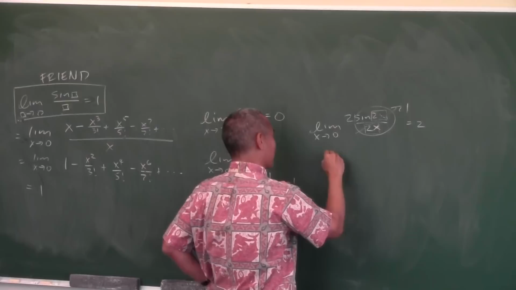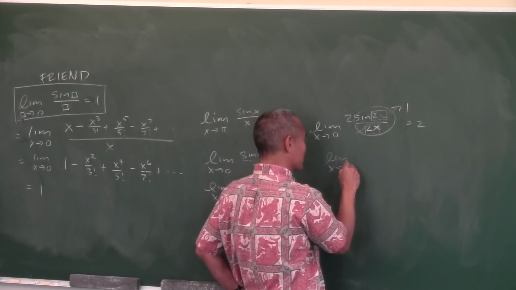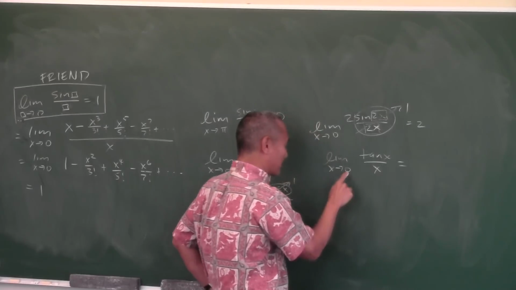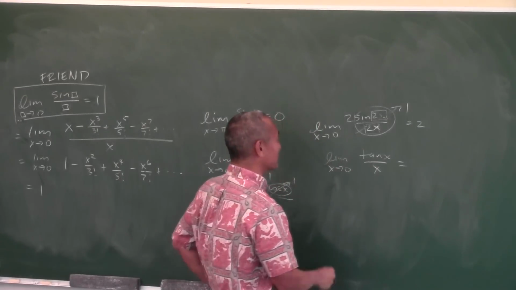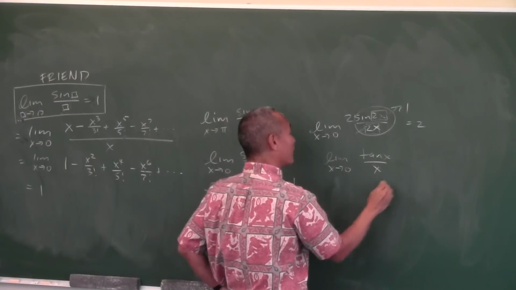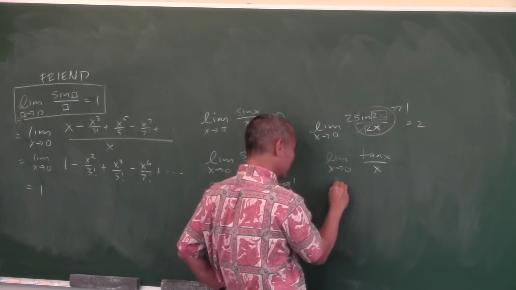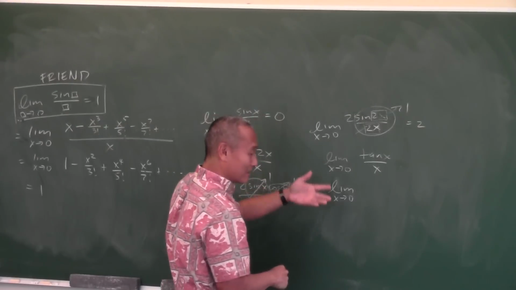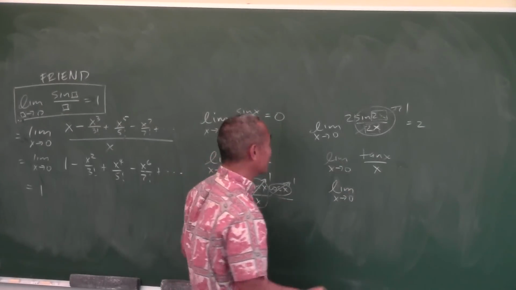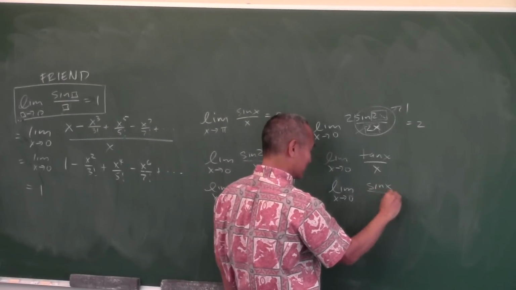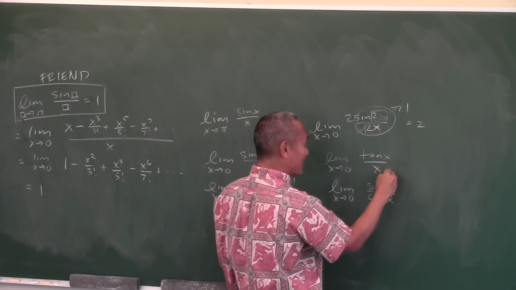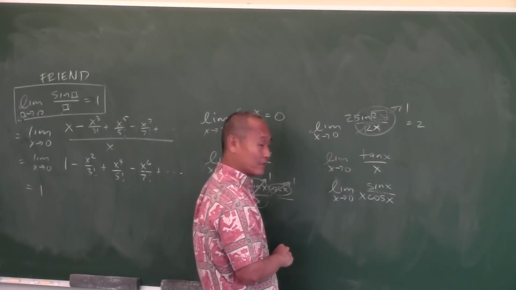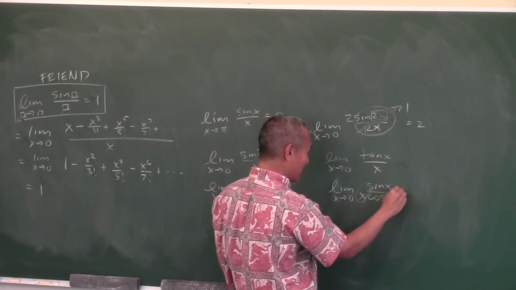Okay, let's look at another one. What's the limit as x approaches 0 of tan x over x? Okay, plug in the number: 0 over 0, it's indeterminate, so what do you do? Look for friend. But Mr. Park, friend is sine x over x, I don't see sine here. Change tangent to sine over cosine then. And when you divide by x, that's like multiplying by the reciprocal, so the x actually goes in the denominator. Do you see friend? Yep, right there.